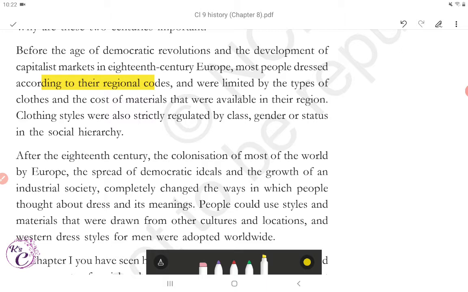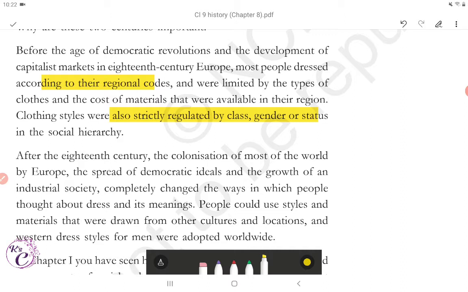Clothing styles were also strictly regulated by class, by gender, or by status in the social hierarchy.